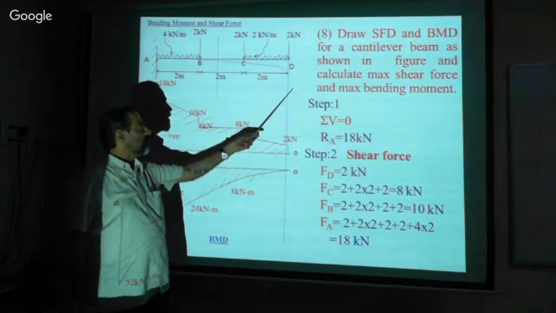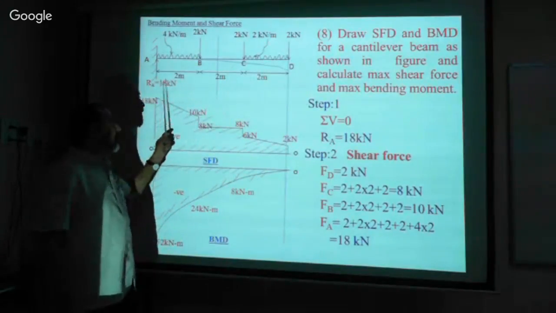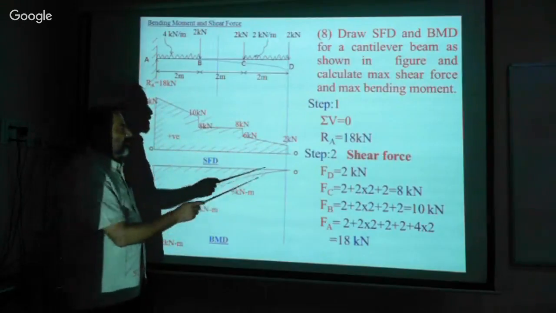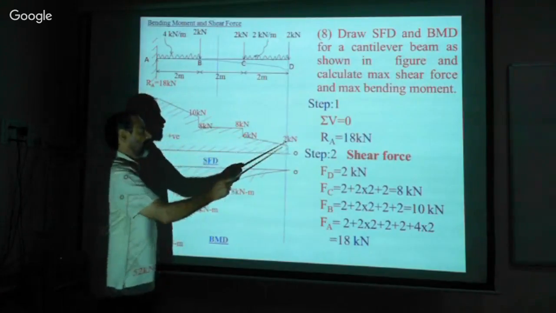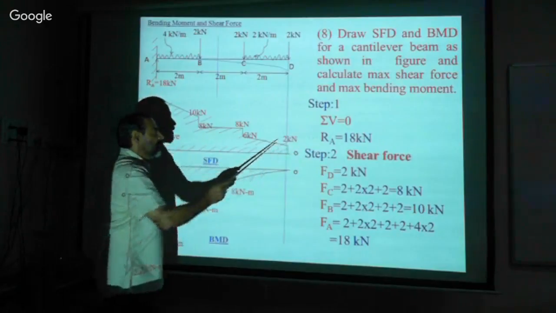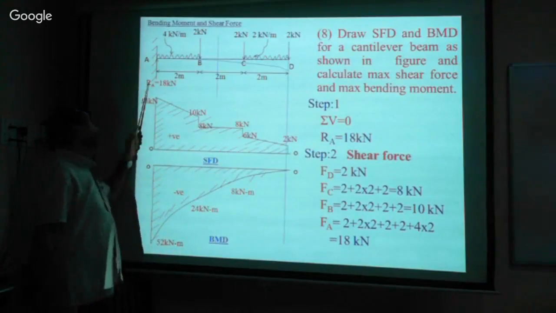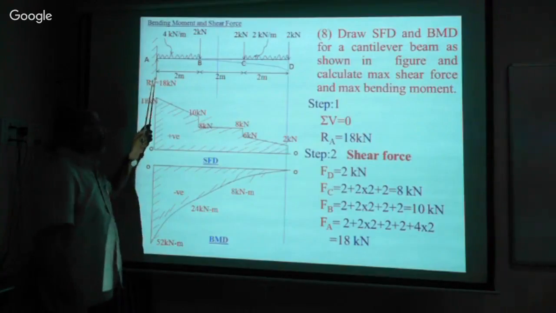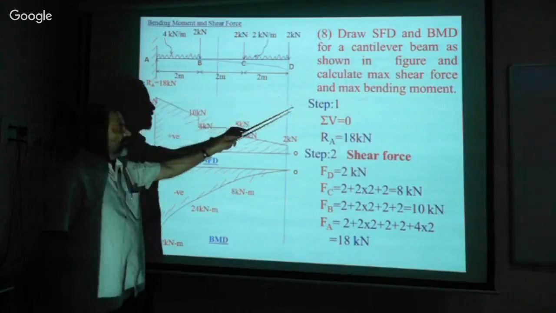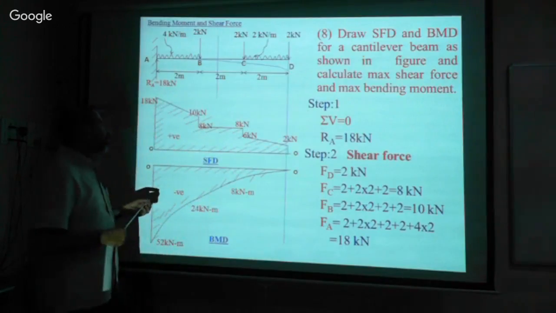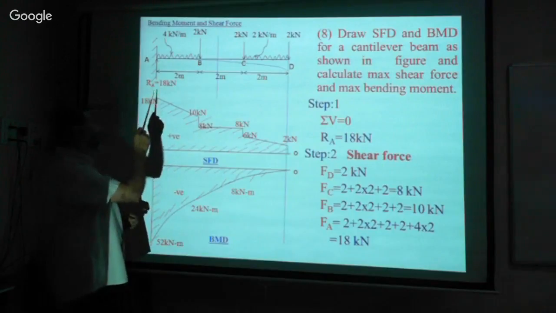For this condition, RA is equal to all the downward forces. This is step 1. As soon as we complete this step, we can plot the shear force diagram. Now carefully listen, now follow this. When we calculated sigma V is equal to 0, now let us draw the shear force diagram.